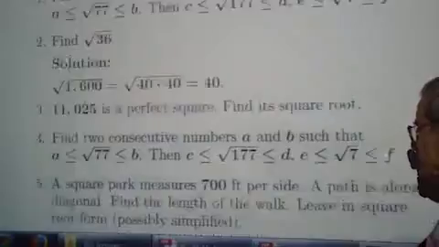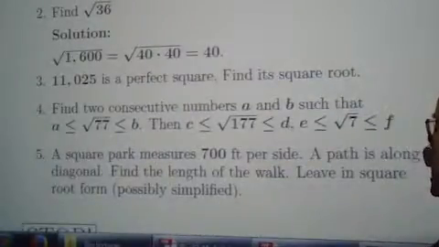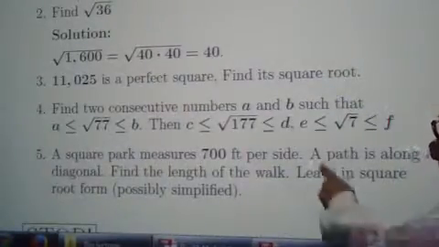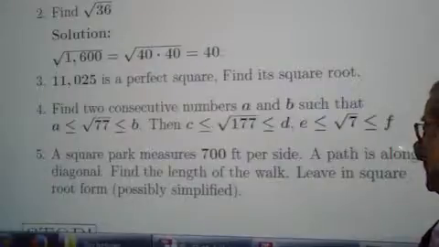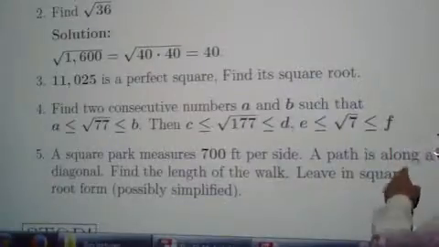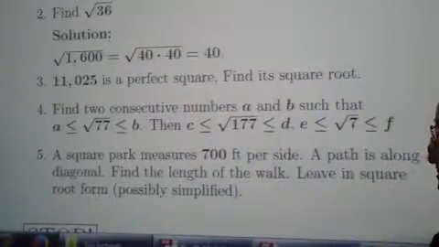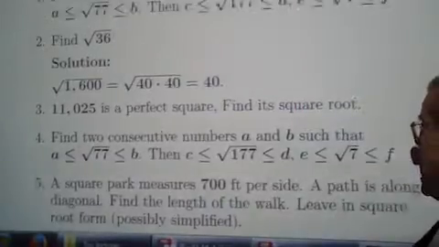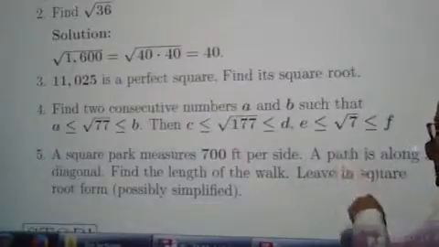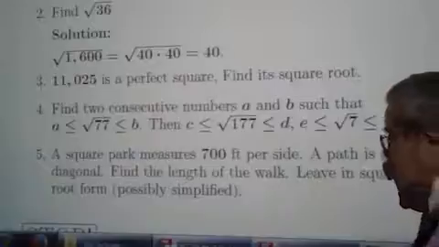And then you have a park that is a square that has 700 feet per side. You have a walk that is like a diagonal. What is the length of that walk? So a square, 700 feet by side. What is the diagonal?